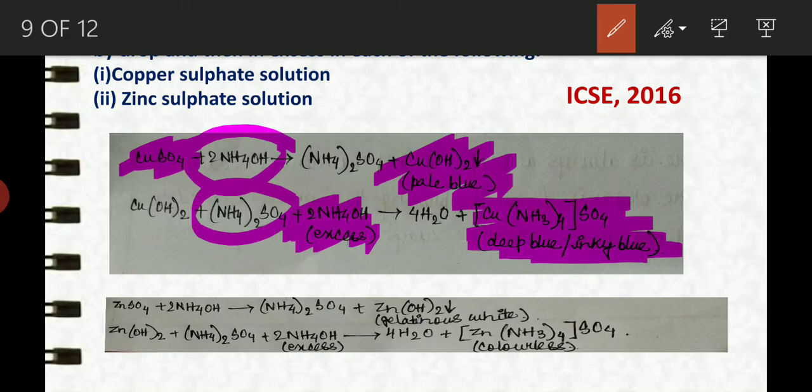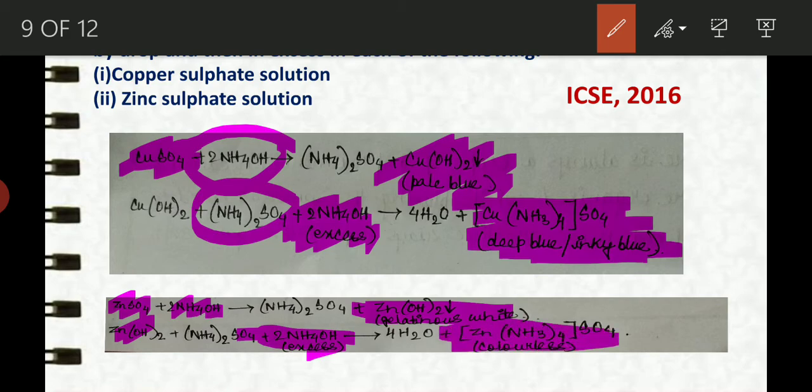Okay, and in the case of zinc sulfate, the same thing will happen. When zinc sulfate reacts with ammonium hydroxide, it will form a gelatinous white precipitate of zinc hydroxide, and this gelatinous white precipitate of zinc hydroxide is again very much soluble in excess NH4OH, which will again form a colorless solution of a complex salt of tetraamine zinc sulfate.